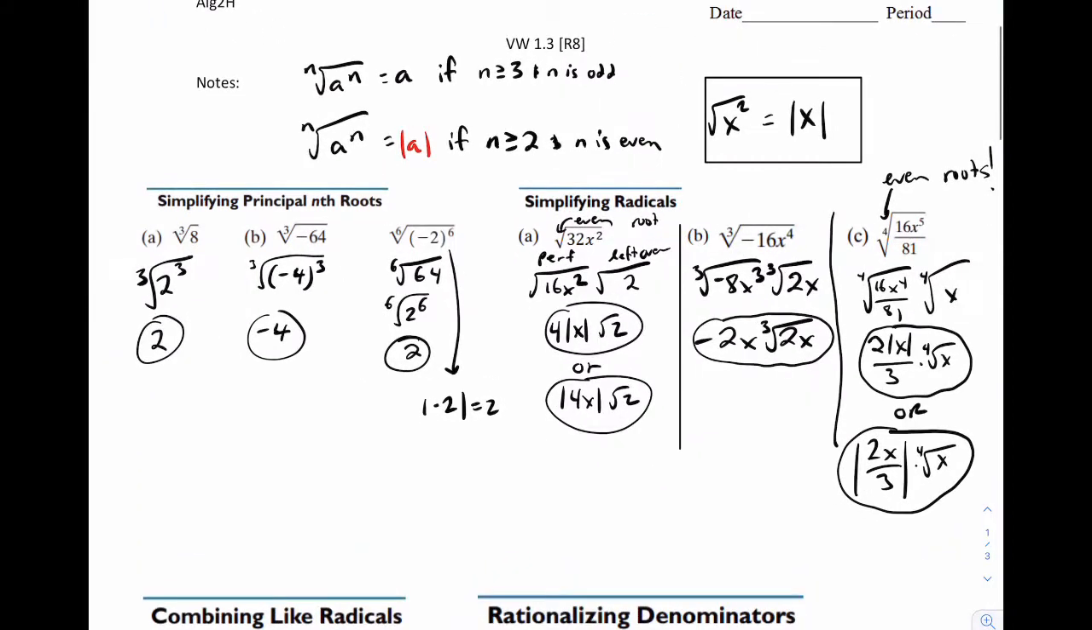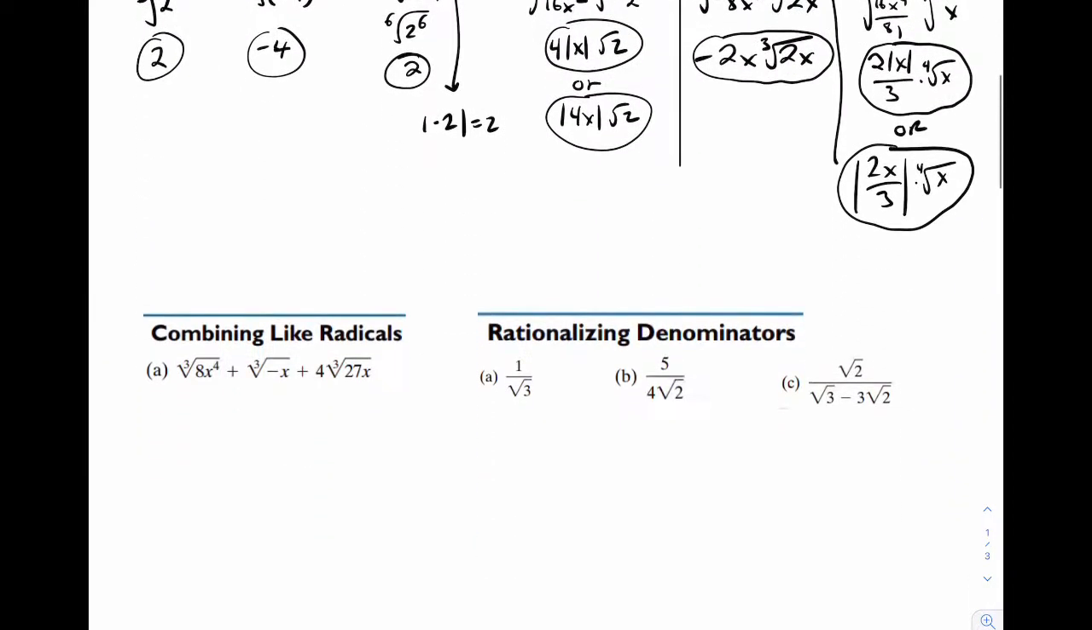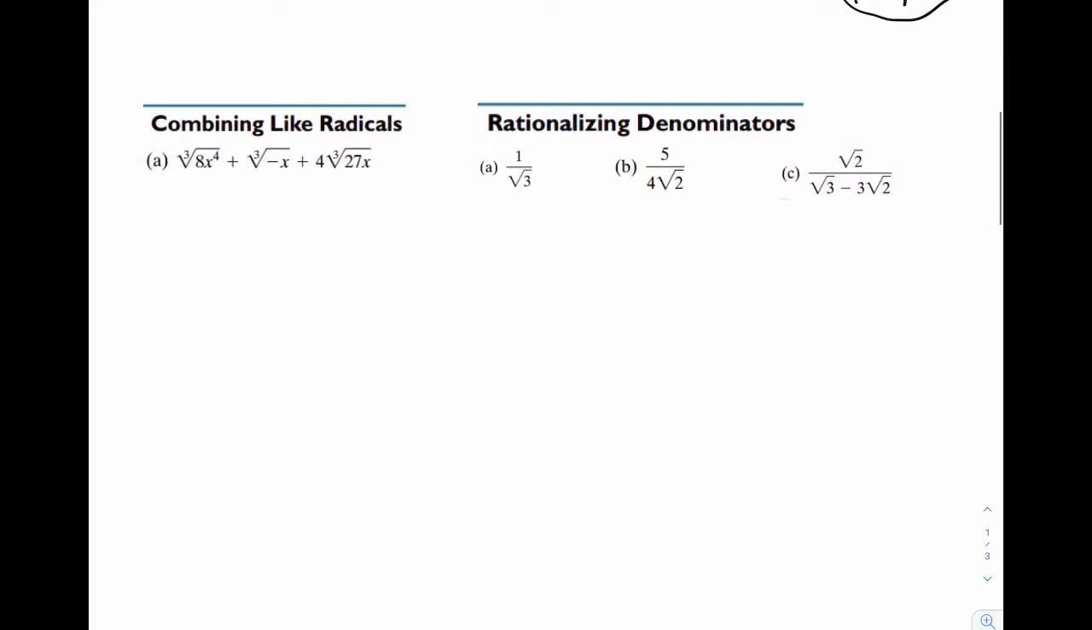Okay, there's our first two examples, done. Let's go to our last two concepts here. Now we're going to combine like radicals. So to combine like radicals, it's just the same thing we just did. We're just going to do it multiple times.